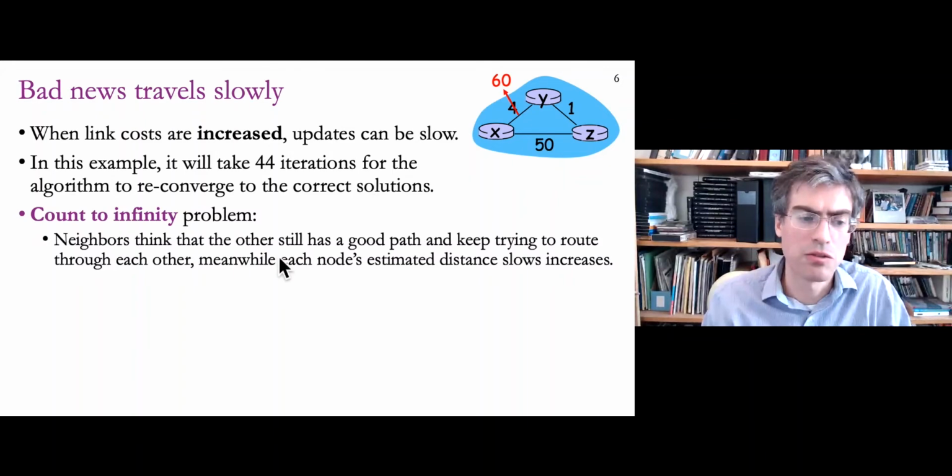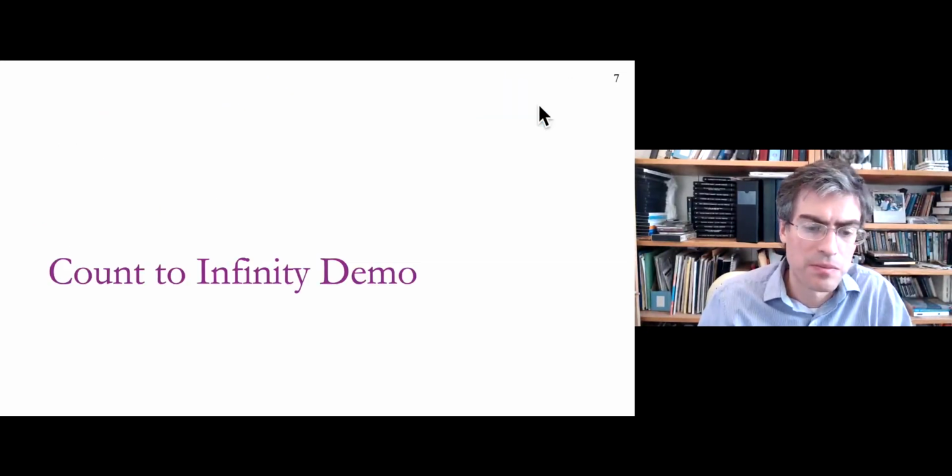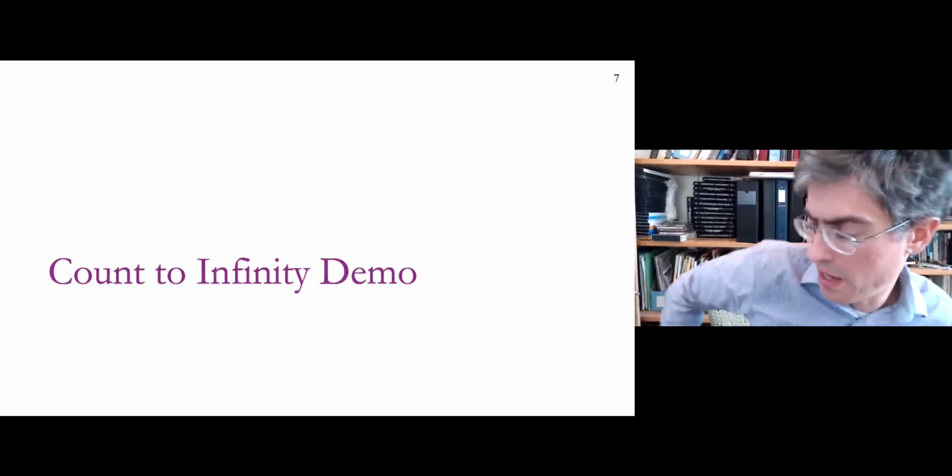We call this count to infinity because the neighbors think that after this change, the neighbors still have a record of the old distance vector from before that was using the old cost, and they try to use that old route, even though it's not valid. It was based on old information. So let me show you what I mean by that.